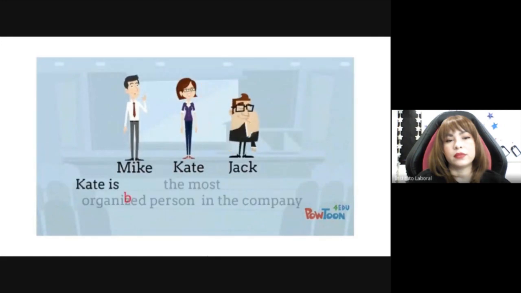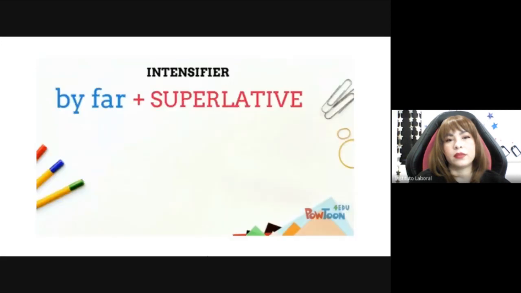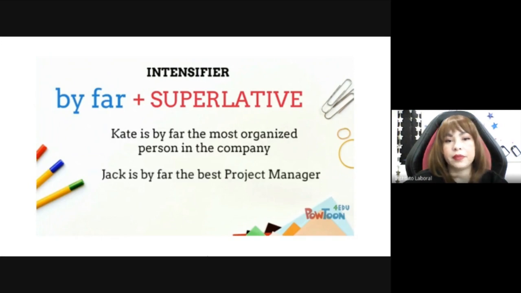Kate is by far the most organized person in the company. To make the superlative adjective stronger, we use the intensifier by far before the superlative. Kate is by far the most organized person in the company. Jack is by far the best project manager.